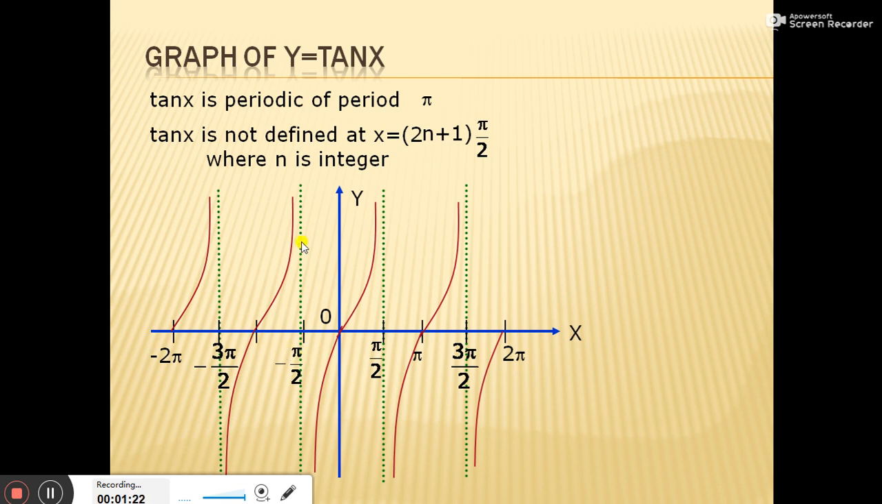But if we say minus 3 pi by 2 to minus pi by 2, that is a continuous curve. That means we can say that tangent x is discontinuous at some real numbers, but it is continuous on its domain.